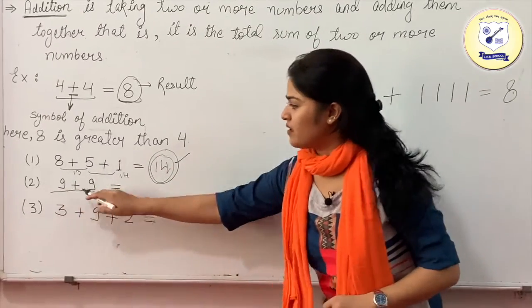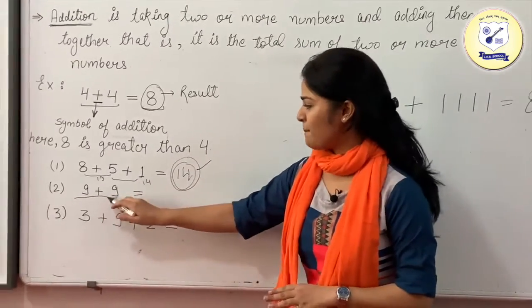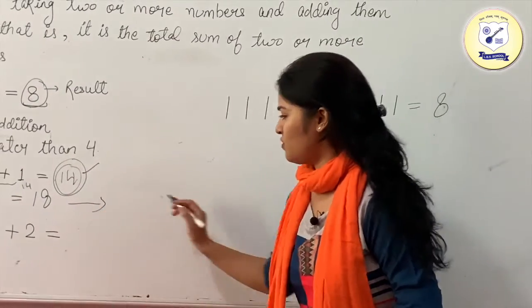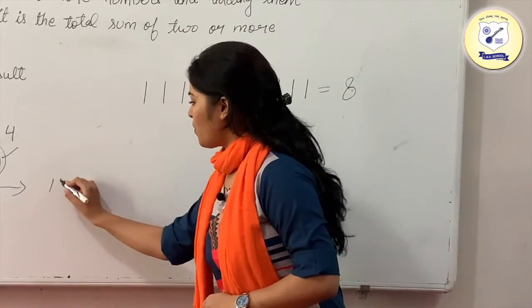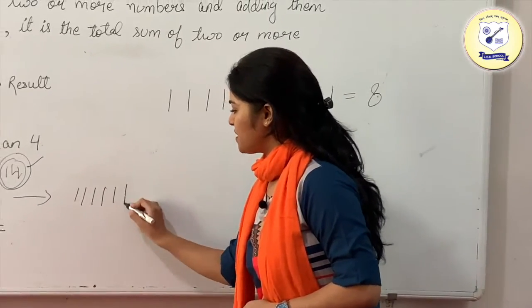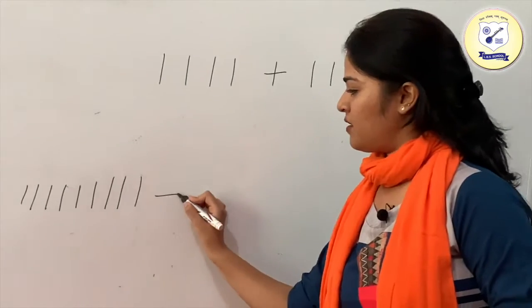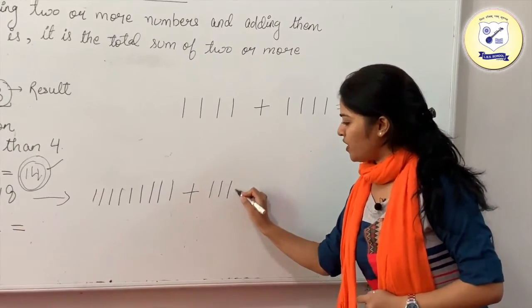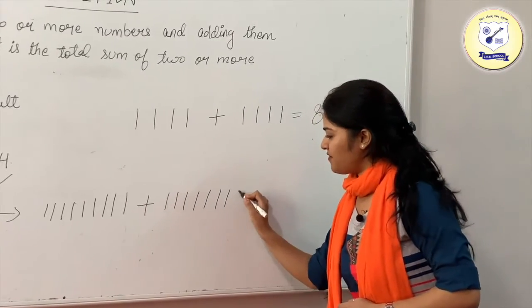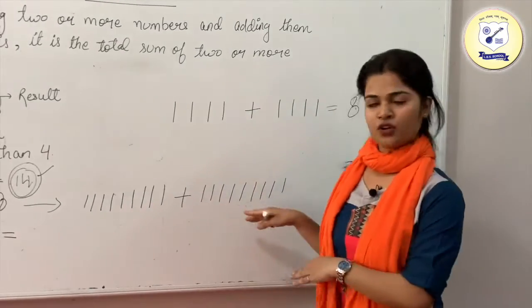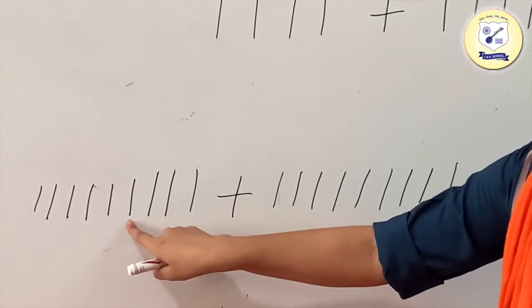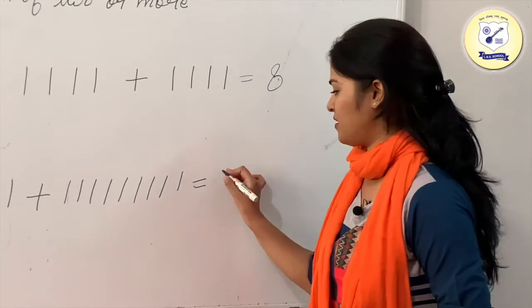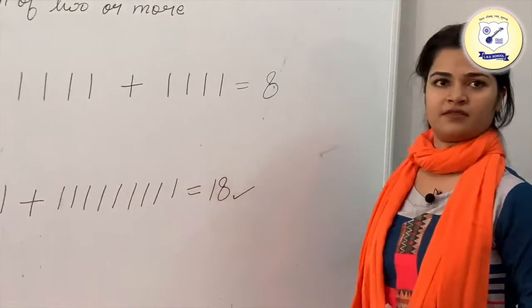And now question number two. We are having just two numbers over here. So 9 plus 9 is 18. So let's just do this by the second method. 1, 2, 3, 4, 5, 6, 7, 8 and 9. Now add this with the second number, which is also 9. 1, 2, 3, 4, 5, 6, 7, 8 and 9. Now just count it all. 1, 2, 3, up to 18. So your answer is 18.